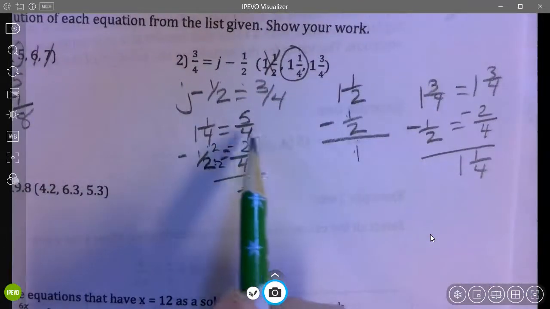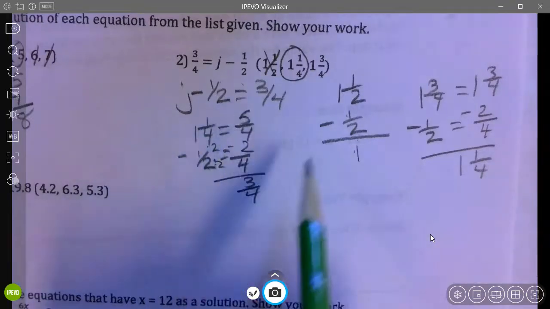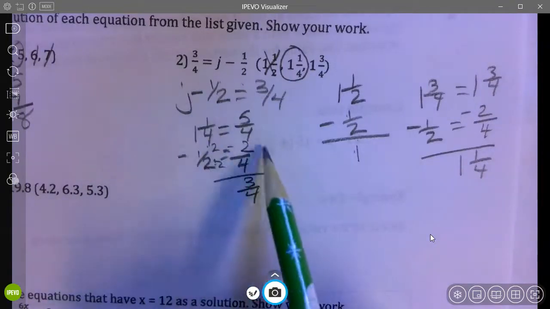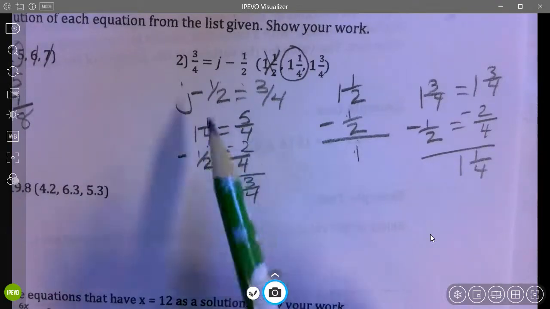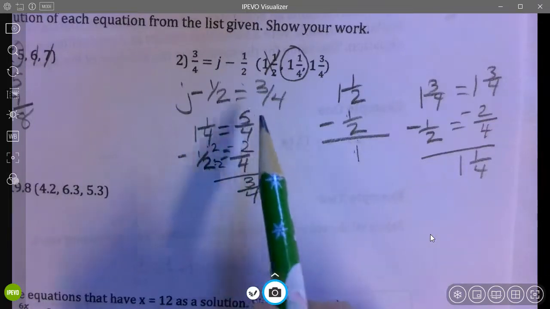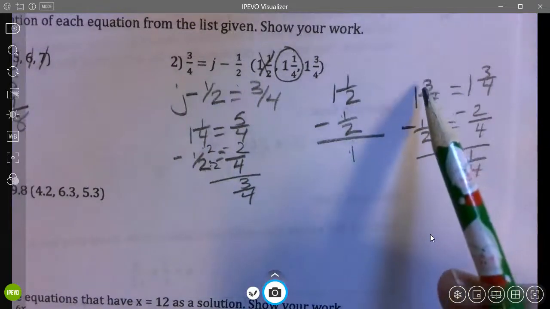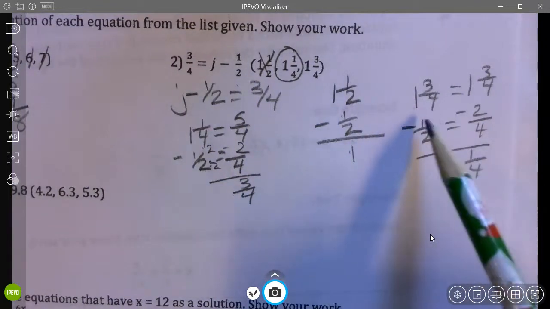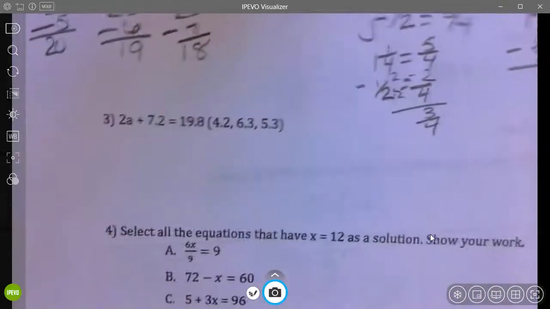The reason I turned this into an improper fraction is because if I had just carried the 1 and the 1/4 over, then I would have had a 1, and I'm trying to take away a 2, and that would not work. So I need my numerator to be greater than the numerator I'm taking away. And in this case, my numerator was greater than my numerator that I was taking away, so I didn't change it to an improper fraction.